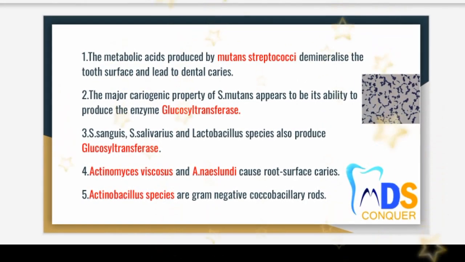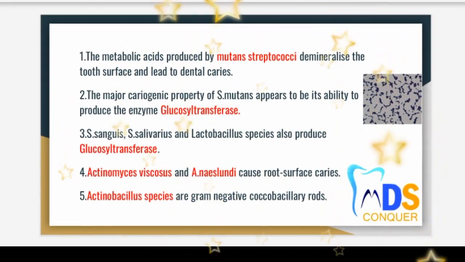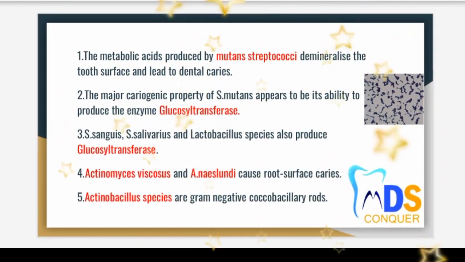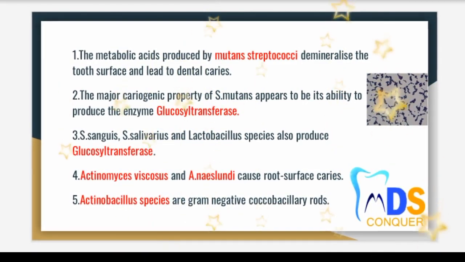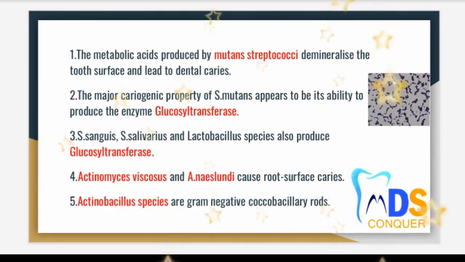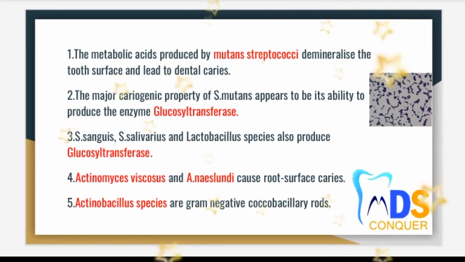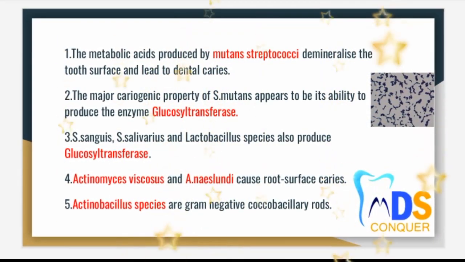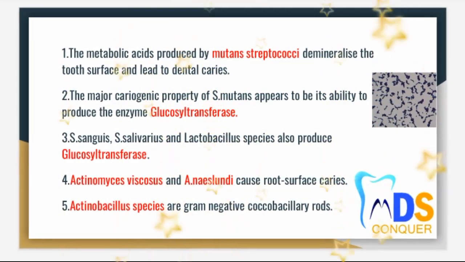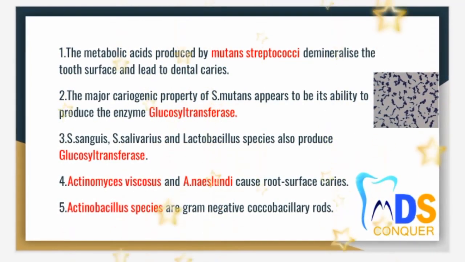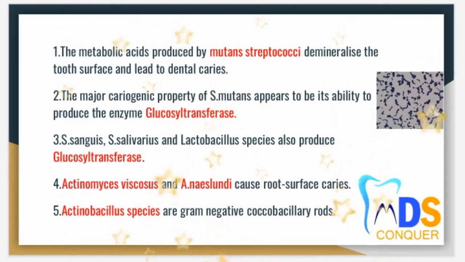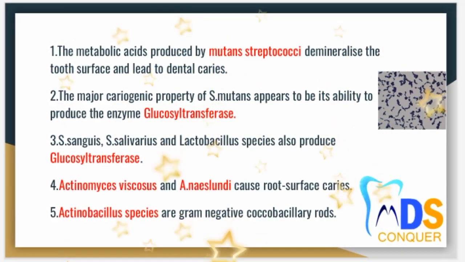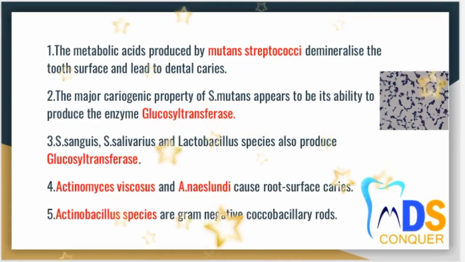Point number 1. The metabolic acids produced by mutans streptococci demineralize the tooth surface and lead to dental caries. Point number 2. The major cariogenic property of Streptococcus mutans appears to be its ability to produce the enzyme glucosyltransferase. Point number 3. Along with Streptococcus mutans, Streptococcus sanguis, salivarius and Lactobacillus species also produce glucosyltransferase.